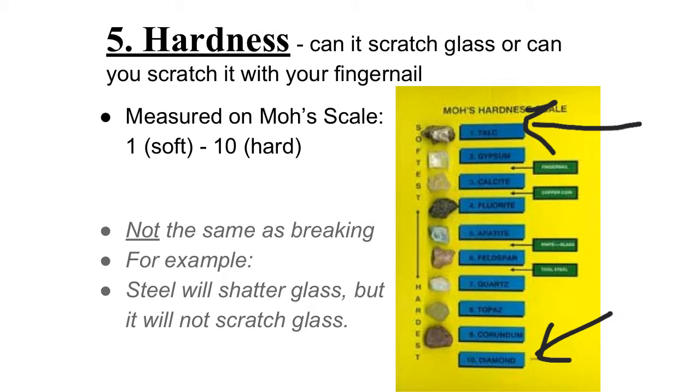This is, by the way, not the same as breaking. So you can break the mineral, right? And it could still have a really, really high hardness, okay? So for example, steel, which is a metal that we use in building, it will actually shatter glass. You can take a piece of steel and break glass, but you cannot get steel to scratch a piece of glass. So glass is harder than steel, but it is actually not as strong in terms of breaking as steel. Okay, so there's a difference between hardness and breaking.